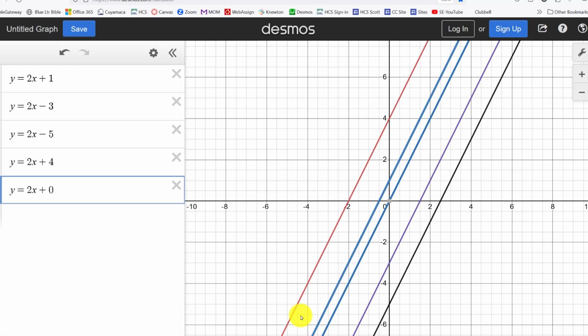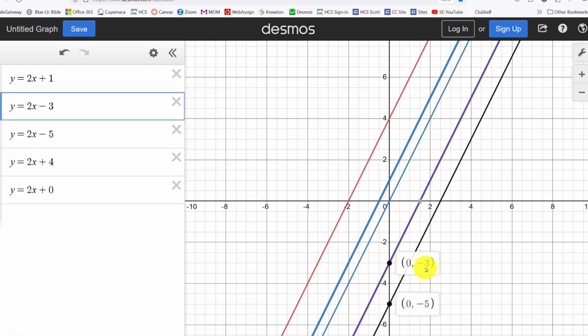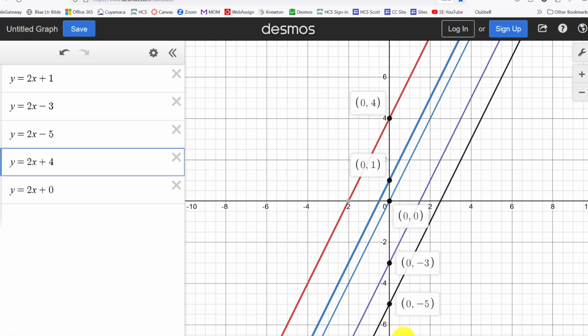And so what's happening? Well, what do we notice about the lines? They're parallel. They have the same slope. Every one of these has a slope of 2. That's not changed. The only thing that is changing is here's the y-intercept point at -5. Here's the y-intercept point at -3. The y-intercept point at 0. The y-intercept point at 0, 1, and the y-intercept point at 4. So when we change b, the effect of b is to change the y-intercept location.